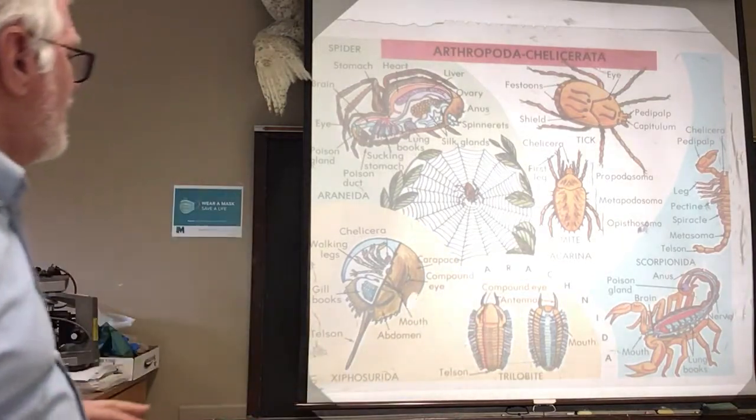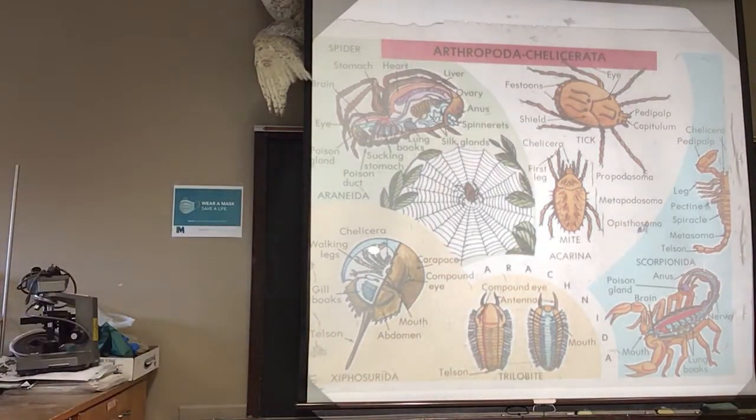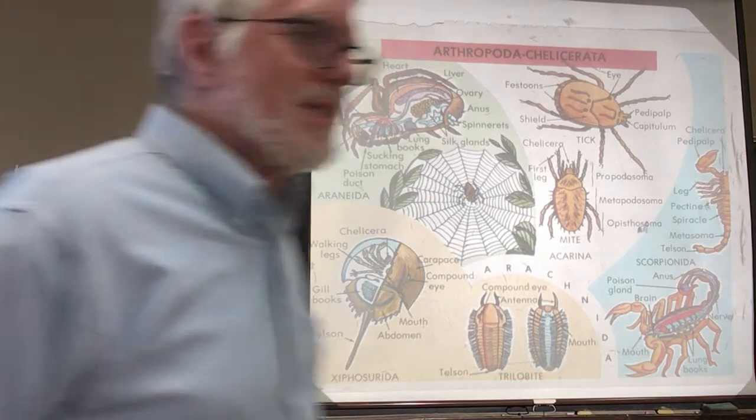But you've got your horseshoe crab, cut away there. You've got your spider, your tick, your mite, very similar basic shape, and your scorpion, all in the chelicerates.